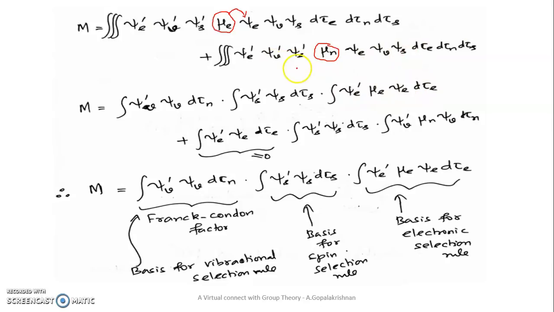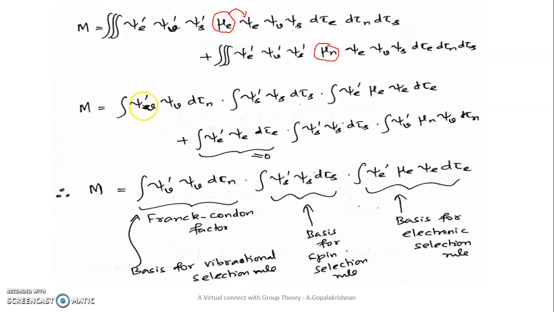Similarly, you have to separate this integral into three parts. Now listen, see these two. This is the vibrational wave function of the ground electronic level. This is the vibrational wave function of the excited electronic level, right?